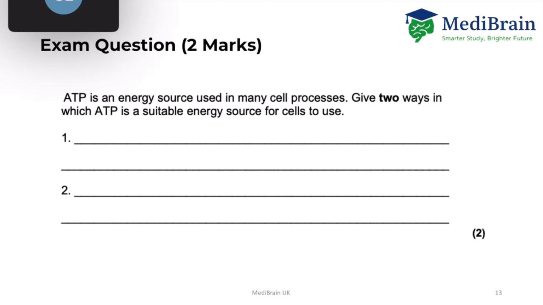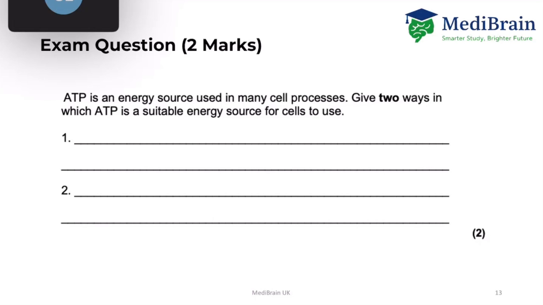Okay, so we've seen that ATP has many properties, and this is a question which is basically looking at the properties of ATP. ATP is an energy source, it's given you that. How are we going to use ATP? What properties does it have in specific that allow it to become an energy source? And that's how we're going to answer.